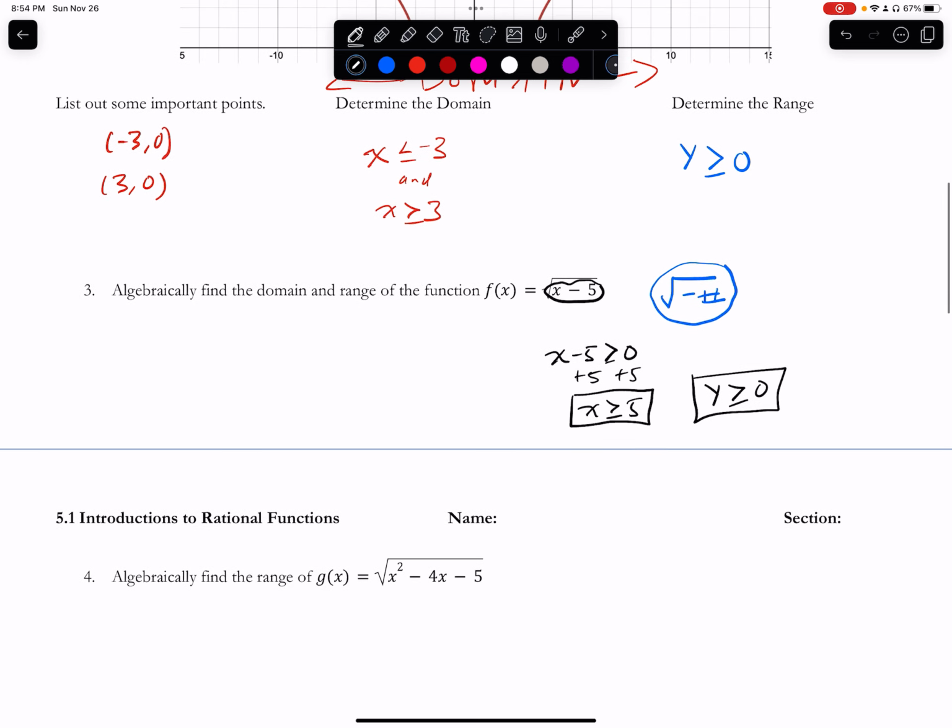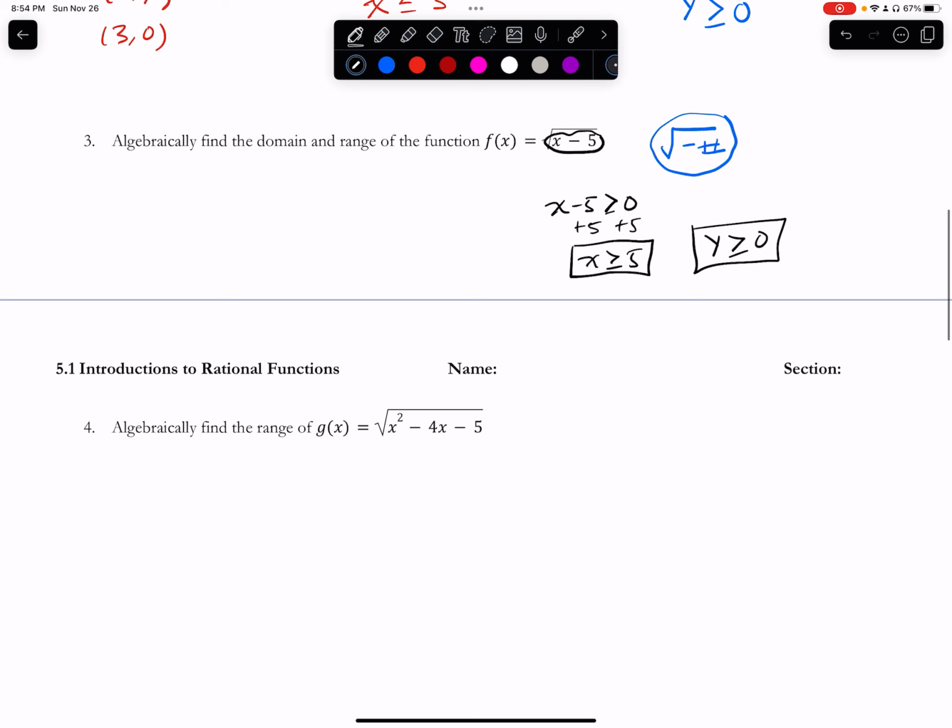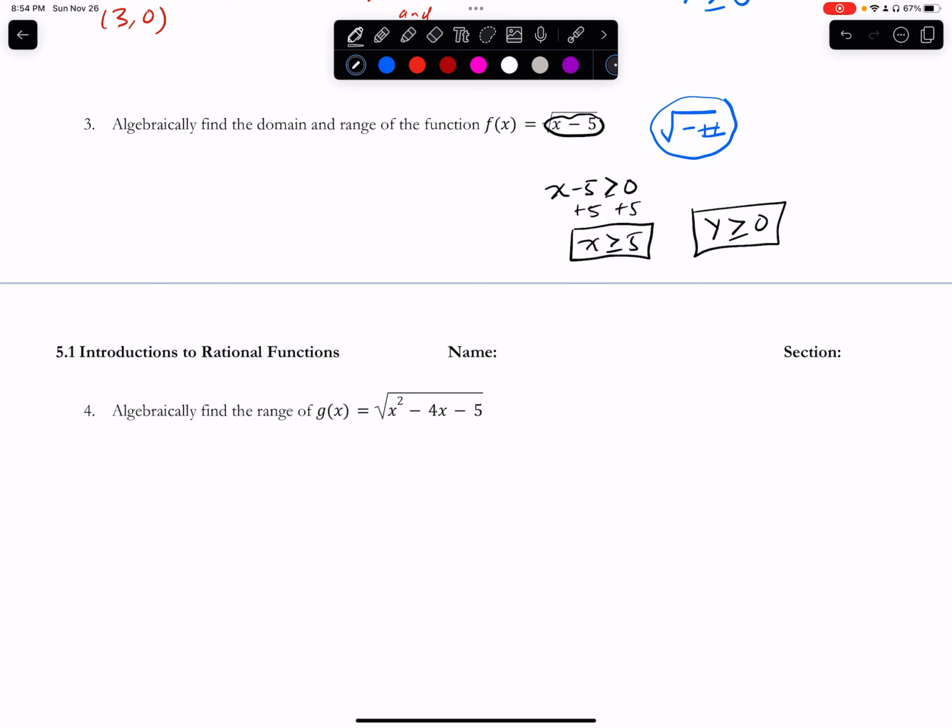And then the last little bit here is to algebraically find the range of this function. Now we have a quadratic underneath the radical right here. So again, remember this can't be negative. So I'm going to say x squared minus 4x minus 5 has got to be greater than or equal to 0. The first thing that interests us is what values make this equal to 0. So this is where our techniques come in. We can GCF, we can do difference of squares. In this case, we've got x minus 5 and x plus 1 greater than or equal to 0.